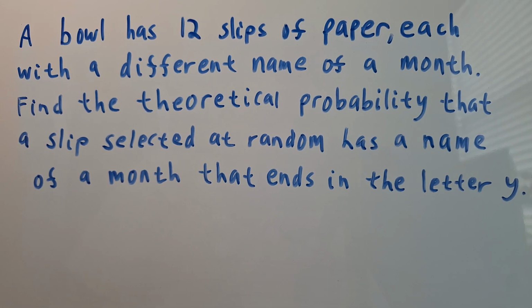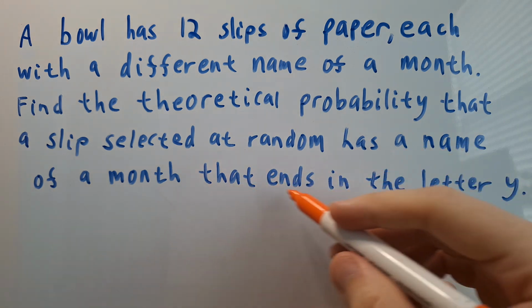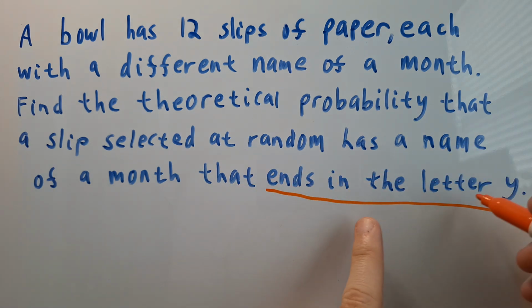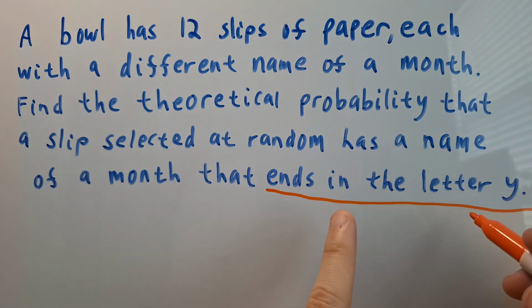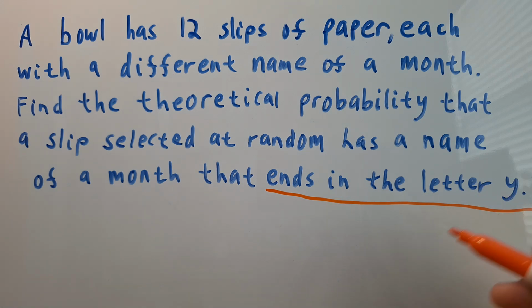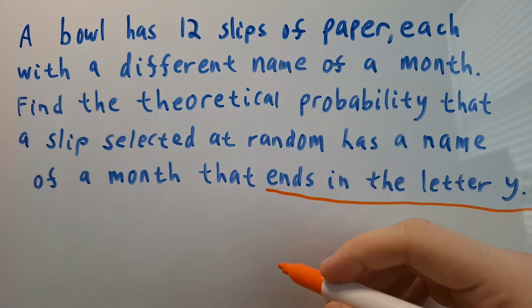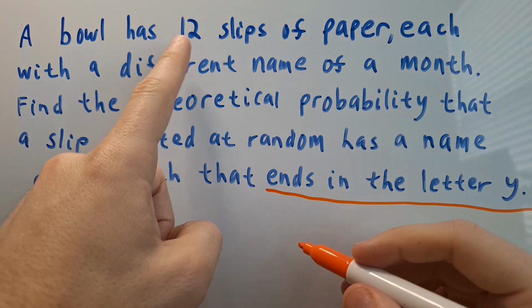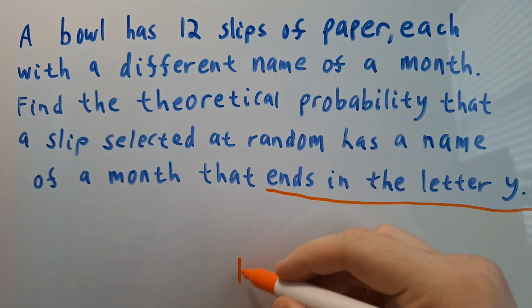Here it says a bowl has 12 slips of paper, each with a different name of the month. Let's find the theoretical probability that a slip selected at random has a name of a month that ends in the letter Y. So a month that ends in the letter Y. These are going to be our favorable outcomes. So the number of possible outcomes for this is going to be the number of months in the year, which is 12.